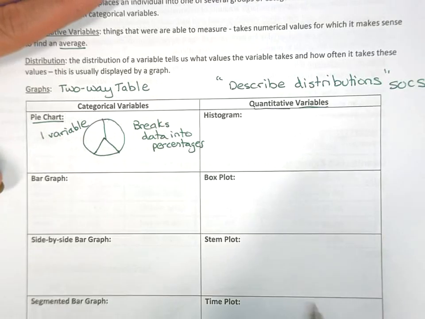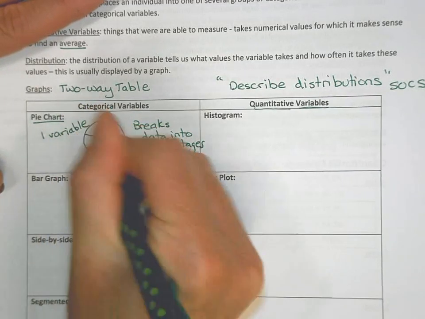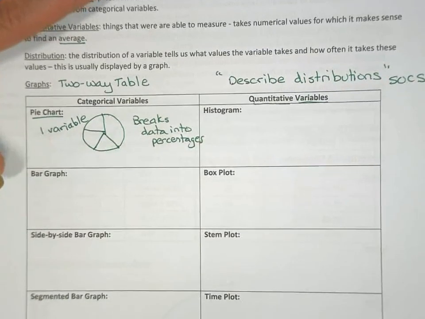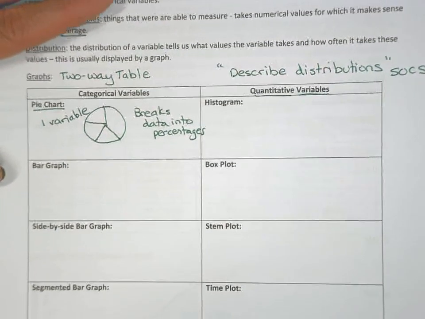You could have a whole bunch of different categories going on, and the whole thing would add up to 100%.